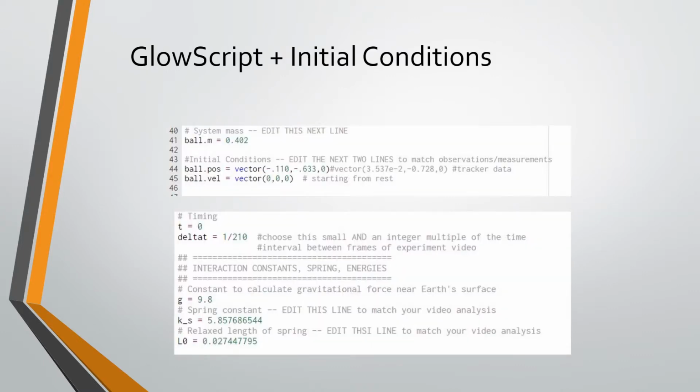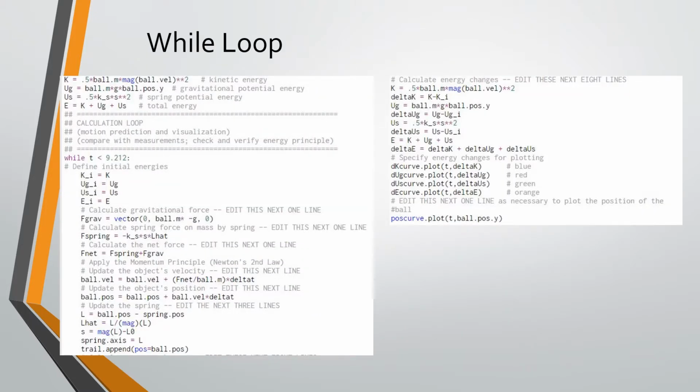Moving on to my GlowScript code, I set my initial conditions including the mass, which is 0.402 kilograms, the initial position of the mass, found using Tracker, which is the vector <-0.11, -0.6330>, and the initial velocity, which starts from rest, making it 0 meters per second, and the initial time, which is 0 seconds. Our other initializations include the gravitational constant, the spring stiffness, and the relaxed length of the spring, both of which I calculated previously. As stated before, we set the system to include the mass, the spring, and the Earth.